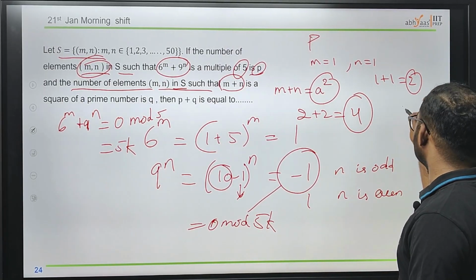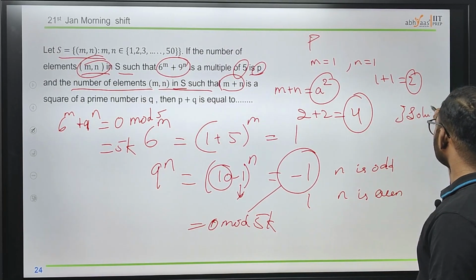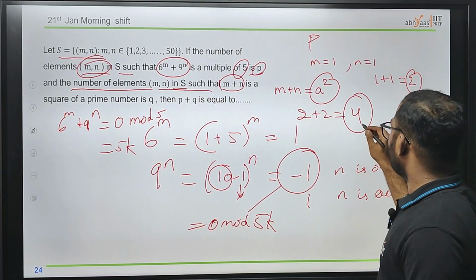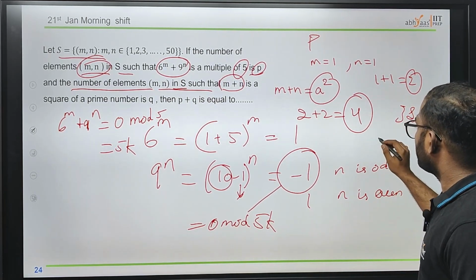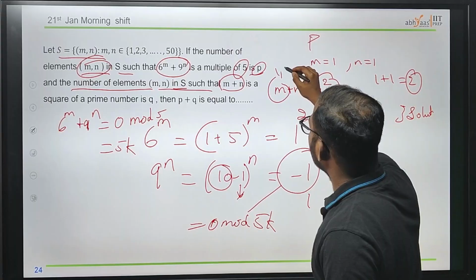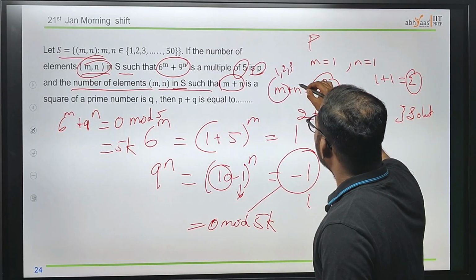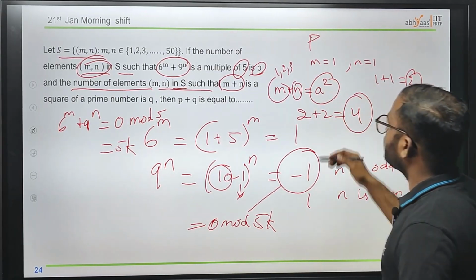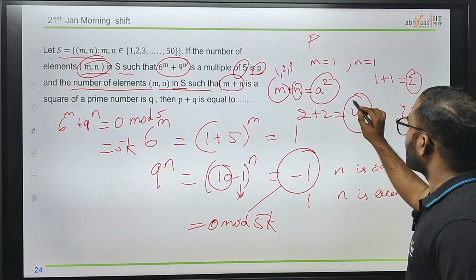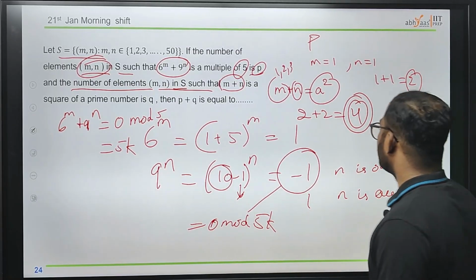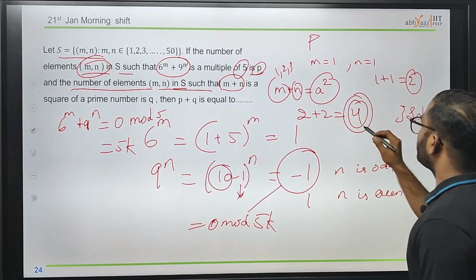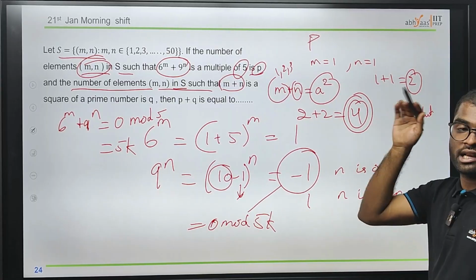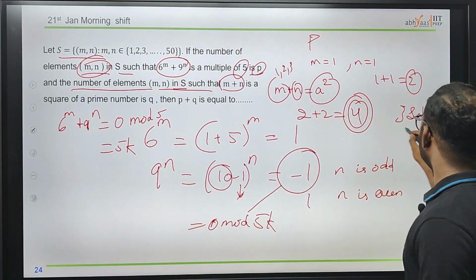Which has 3 solutions. Why do we have 3 solutions? For m we may take 1, 2, 3. For n we cannot take another one like 4, since m plus n has to be equal to 4. For that reason we have to take 1, 2, 3. We cannot take 4, 5. For that reason we have only 3 solutions.